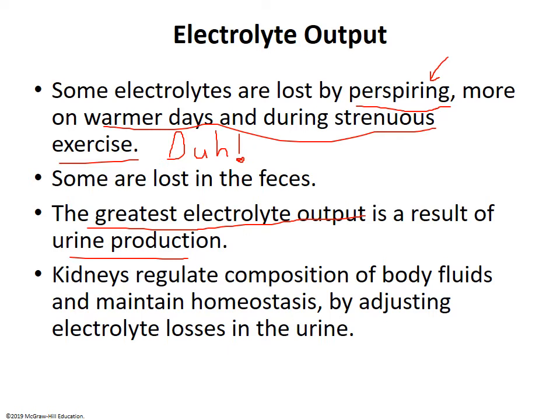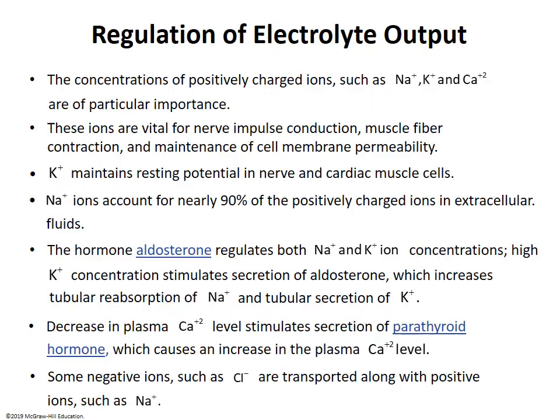The kidneys regulate the composition of body fluids and maintain homeostasis by adjusting electrolyte losses in the urine. The kidneys are the regulator. They're the ones that are kind of monitoring things and doing the heavy lifting. So regulation of electrolyte output, these big three are of, as it says, particular importance.